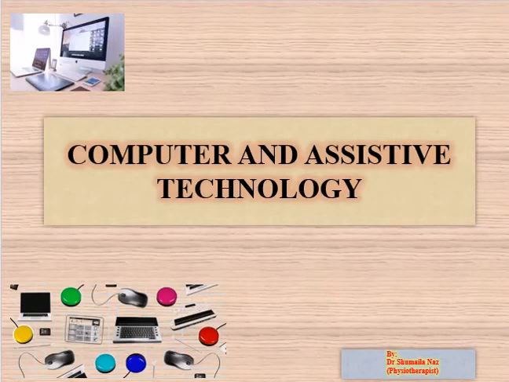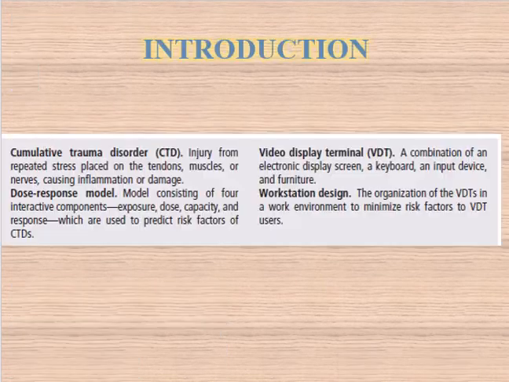Hi, in this video lecture we discuss computer-assisted technology from an ergonomics book. Now let's start with the introduction. Cumulative trauma disorder is a term basically used to refer to injury from repeated stress placed on the tendons, muscles or nerves, causing inflammation or damage.